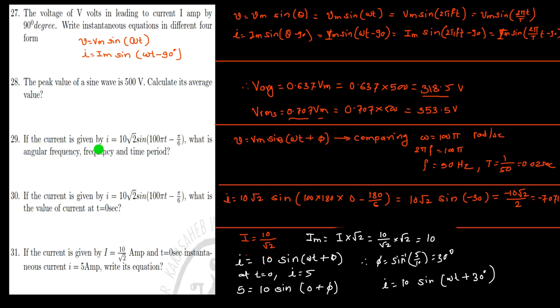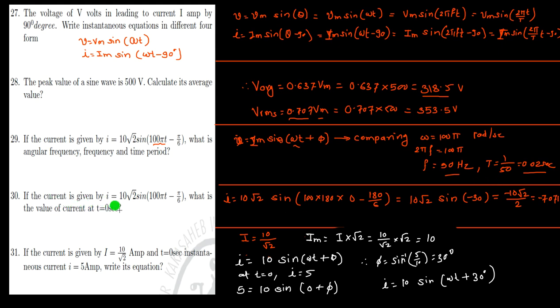If the current is given by I is equal to 10 root 2 sine of 100 pi t minus pi by 6, so I is equal to Im sine of omega t plus phi. Comparing, we will get omega t is nothing but the 100 pi t, that is omega is equal to 100 pi radian per second. So 2 pi f is equal to 100 pi. So f is equal to 100 pi divided by 2 pi, it will give you 50 hertz, and the time period is equal to 1 upon 50, is 1 upon frequency, that is 0.02 second.